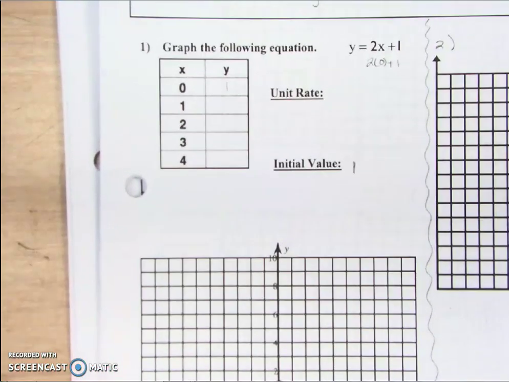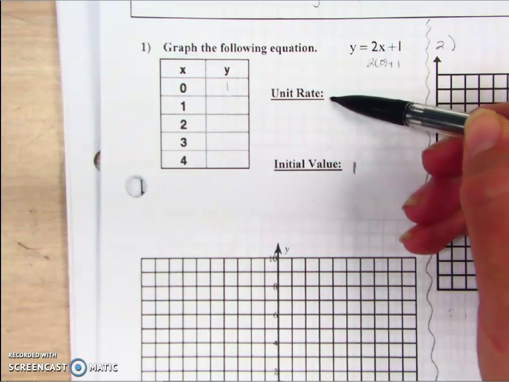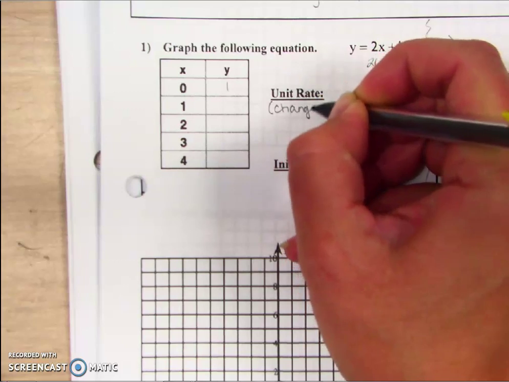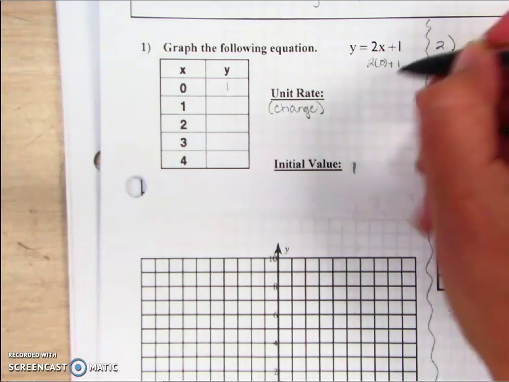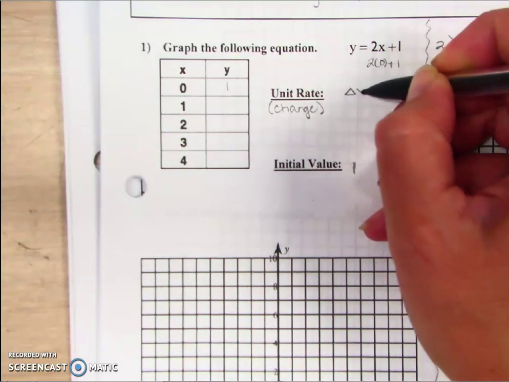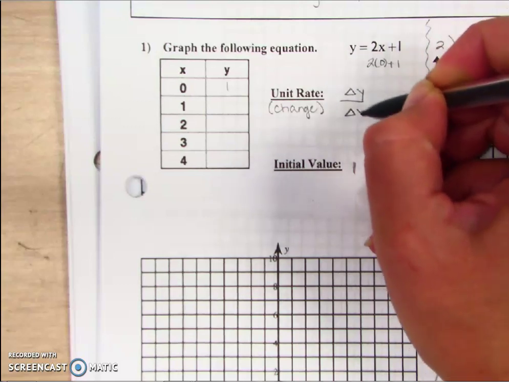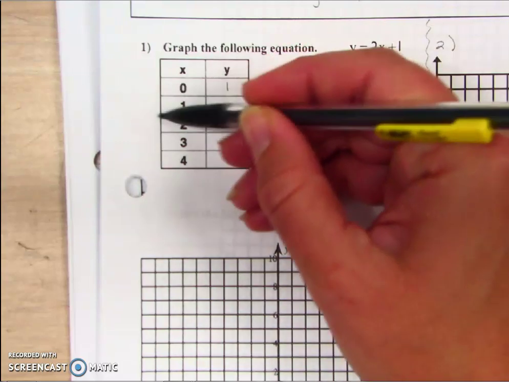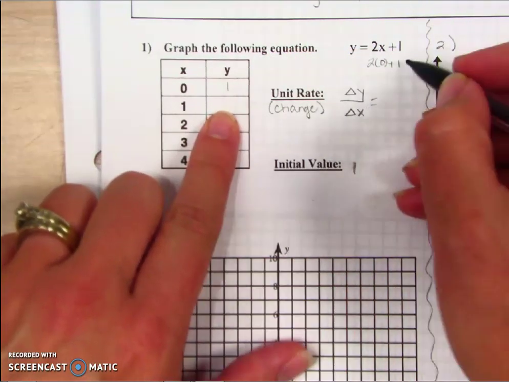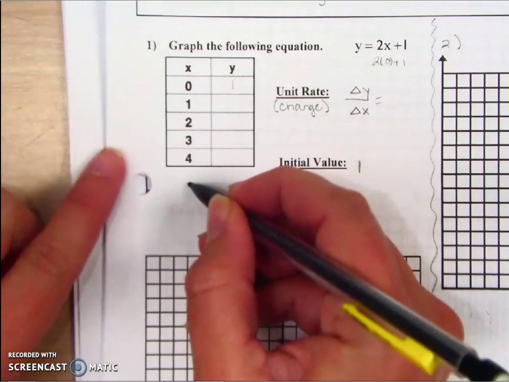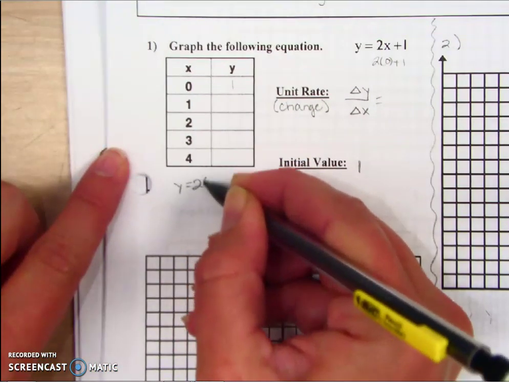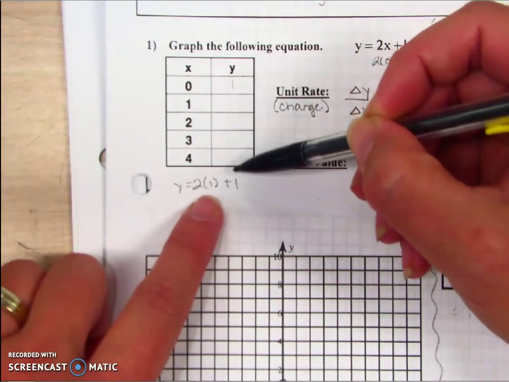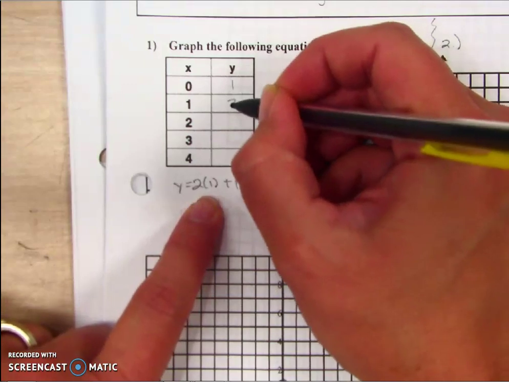Then we just go through getting more points so that we can see the rate, so we can see the change. Remember, the unit rate is how it changes. So the unit rate is the change. And remember, to find the change, we look for the change in y over the change in x. We look for how y is changing, and we put it over how x is changing. All right, so if we were to plug in 1 here, we would have y equals 2 times 1 plus 1. So 2 times 1 is 2 plus 1 would give us 3.